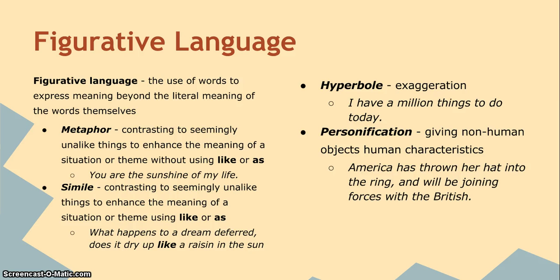A metaphor is used to contrast seemingly unalike things to enhance the meaning of a situation or theme without using like or as. For example, you could say, "You are the sunshine of my life." That does not literally mean that you are someone who warms the earth and provides life-sustaining water and survival. A simile is contrasting to something unalike that uses like or as.